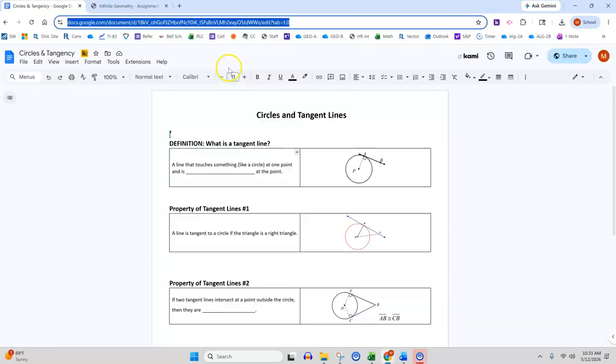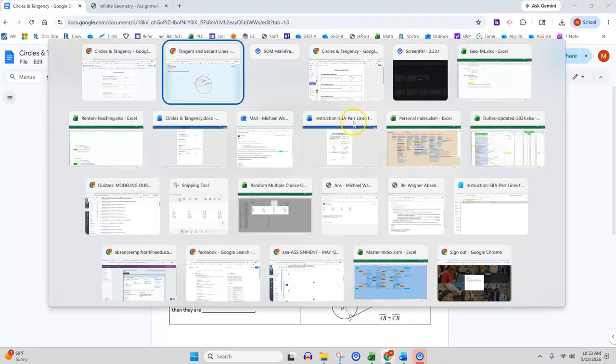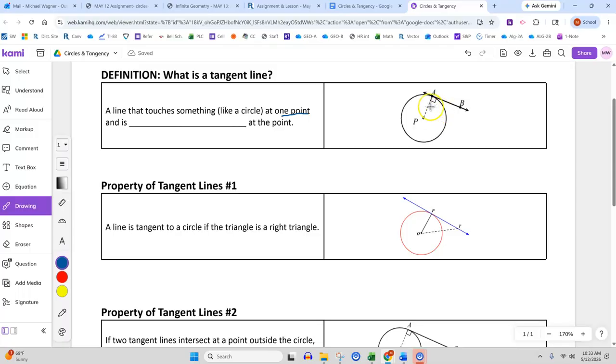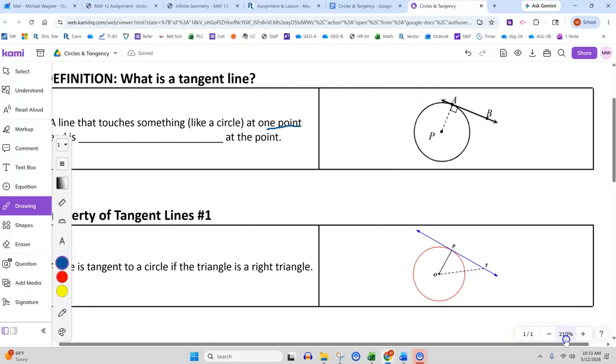So I'm going to go back to the drawing over here. Let me make this a lot bigger for a second. It touches at one point, and when you draw a line from that point all the way to the middle, it's perpendicular. That's why you see the square. It's 90 degrees. It's perpendicular right here, right?